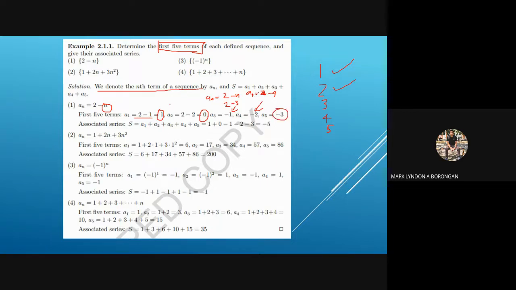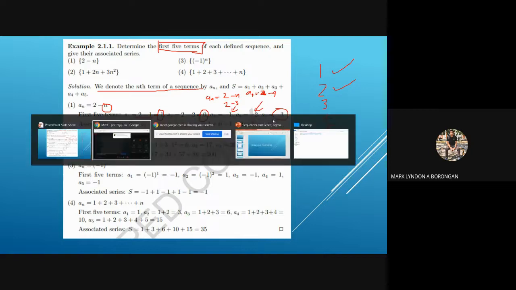So therefore, ang first 5 terms sa atong sequence nga 2 minus n. So you have there a sub 1, which is equal to 1, a sub 2, which is equal to 0, a sub 3, which is equal to negative 1, and ang iyang a sub 4 is equal to negative 2, and lastly, ang a sub 5, which is equal to negative 3.